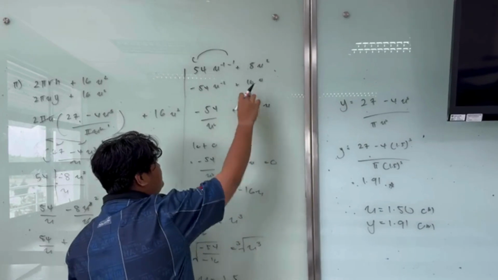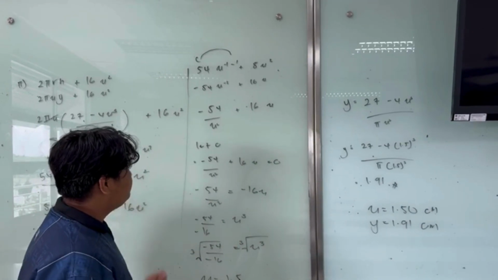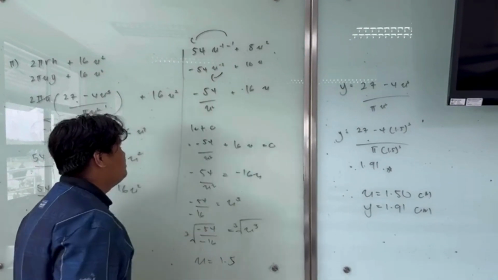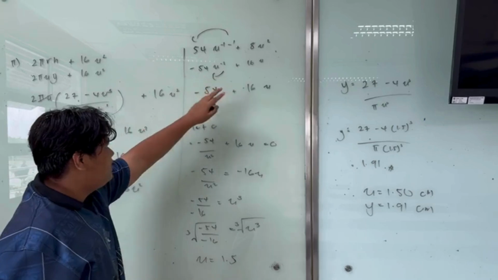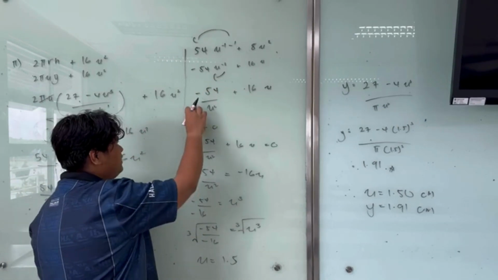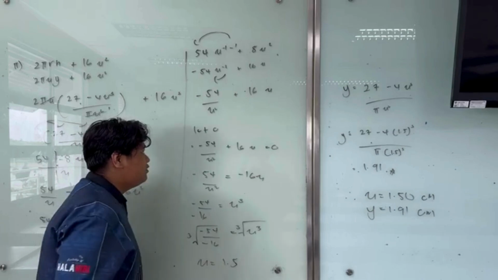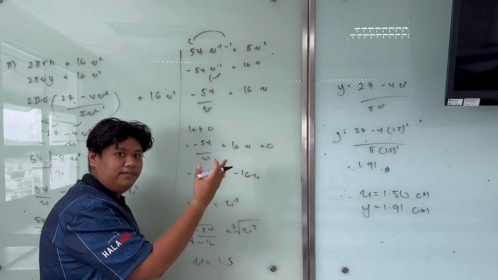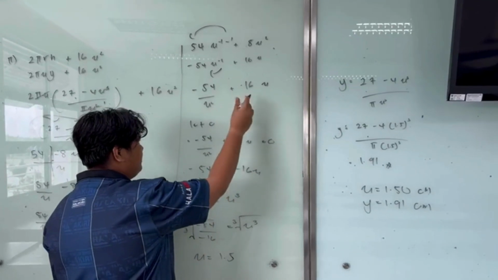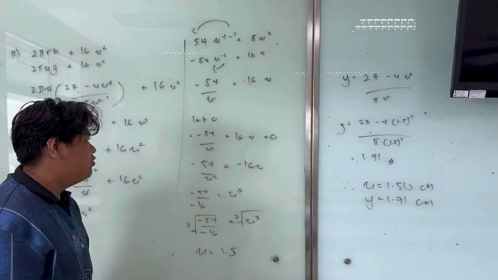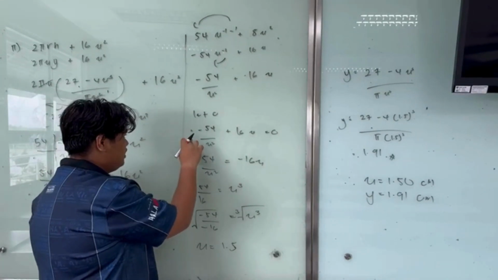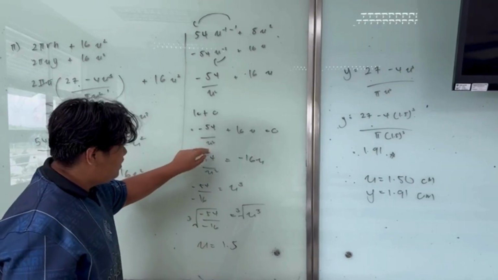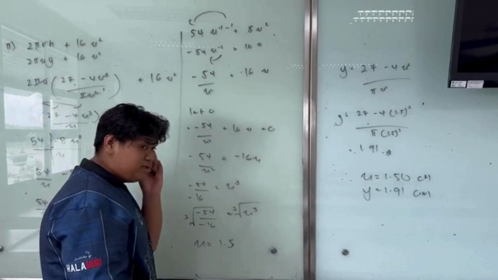Now we can bring this x to the downside because the power of the x is negative. So our equation is negative 54 over x squared plus 16x. After we find the first derivative, we need to let the derivative equal to 0. So now our equation is minus 54 over x squared plus 16x equals 0.